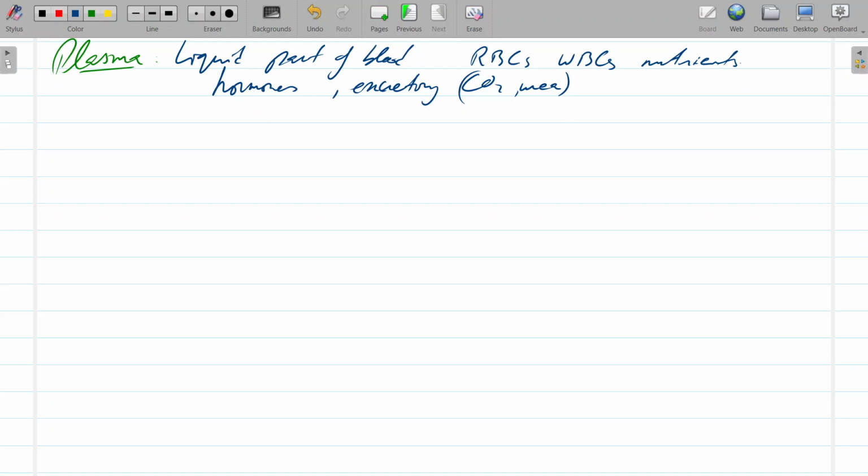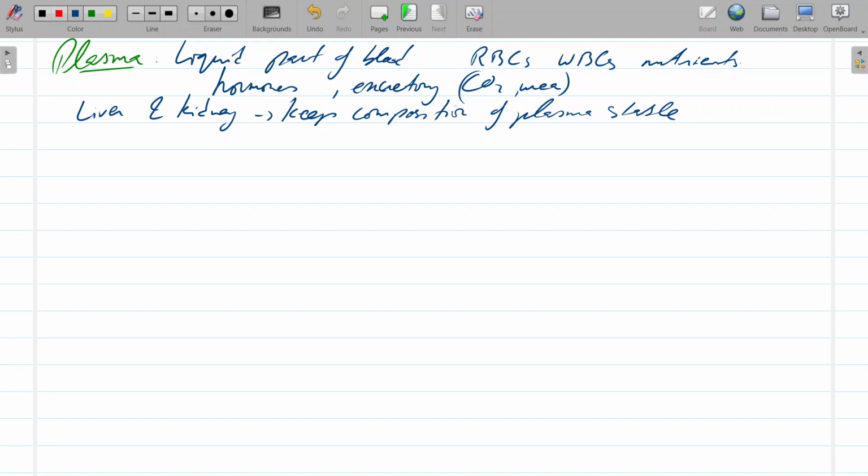And the organs that are important in keeping the composition of the plasma stable are the liver and kidney. So they will maintain how much water there is, how much of the nutrients there are, how much of the waste materials there are. Obviously, as far as carbon dioxide is concerned, that's for the lungs to do.